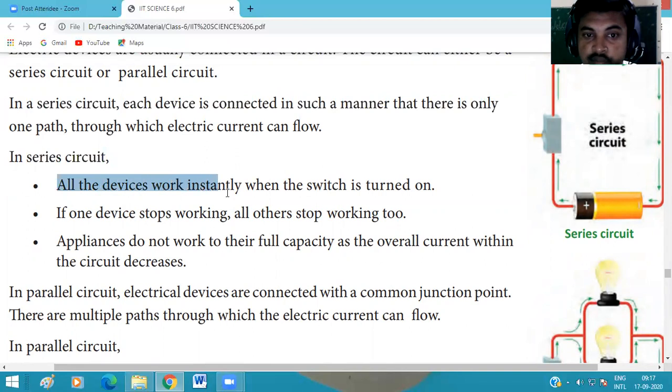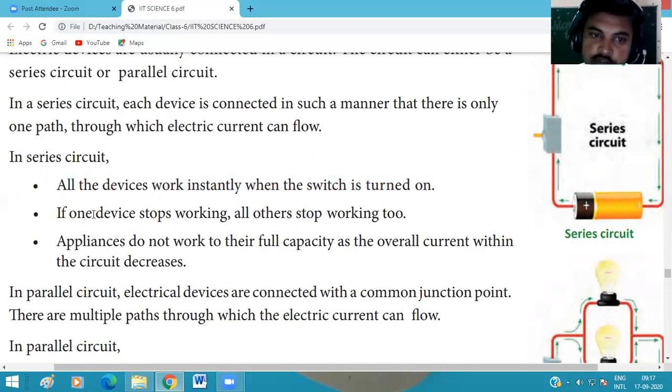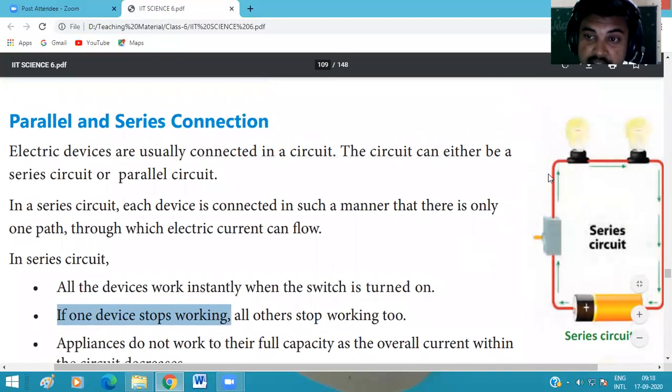All the devices work instantly when the switch is turned on. जैसे ही स्विच टर्न ऑन होगा, तो ऑल डिवाइसेस हैं वो इंस्टेंटली वर्क करने लगेंगी. जैसे हमारा बल्ब है तो वो ग्लो करने लगेगा, फैन होते तो वो मूव करने लगते. If one device stops working in a series, it is a disadvantage.